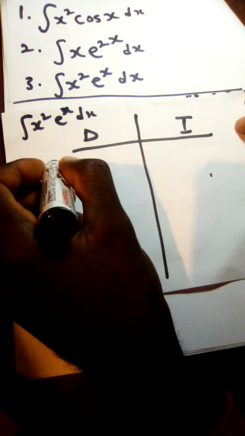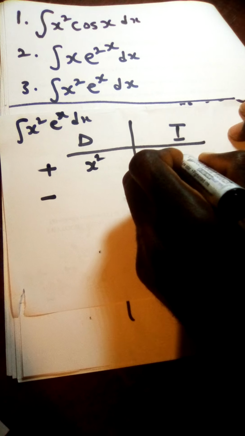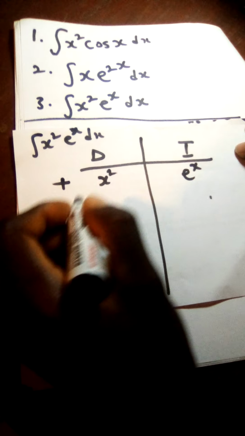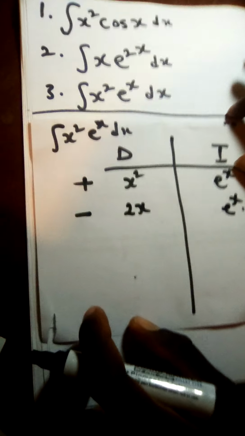Ruling a table as usual. D and I. We have to solve integral of x squared exponential x dx. Without wasting much time, we know the one to differentiate already. We have to differentiate x squared and integrate exponential x. x squared is easily differentiated. If you differentiate x squared, you get 2x. If you integrate exponential x, you get exponential x. It's a natural law, meaning it's a standard formula.